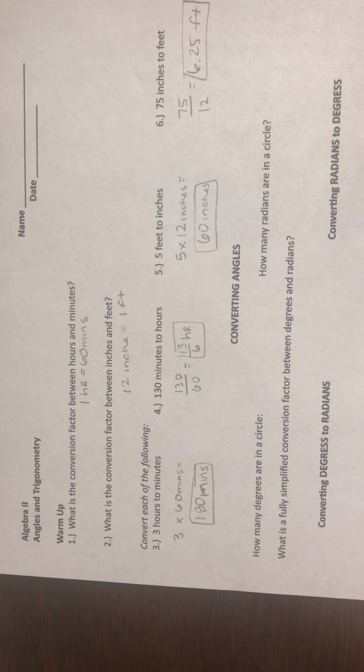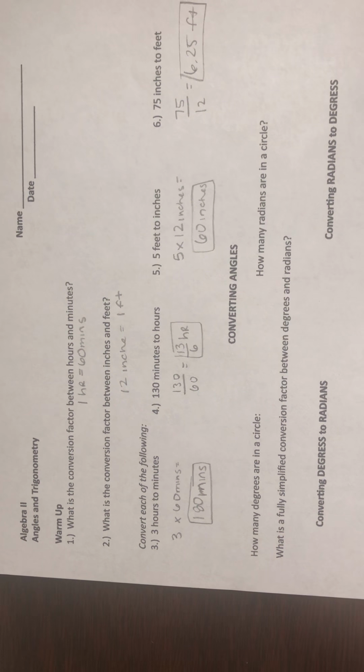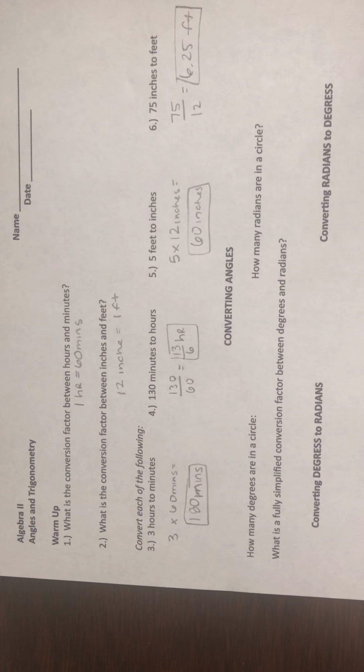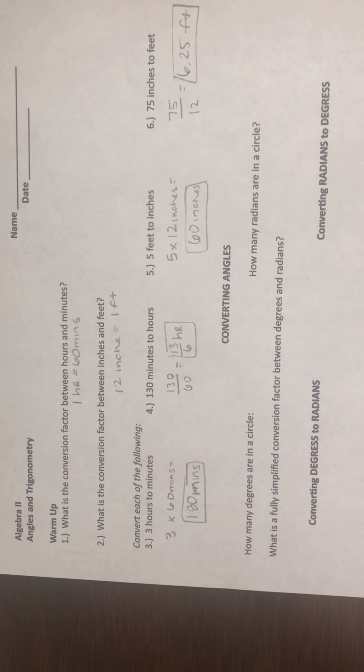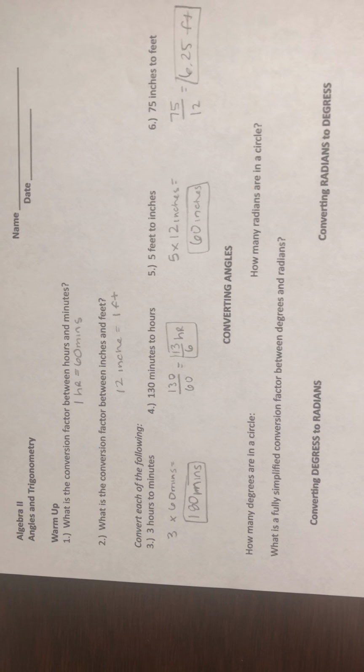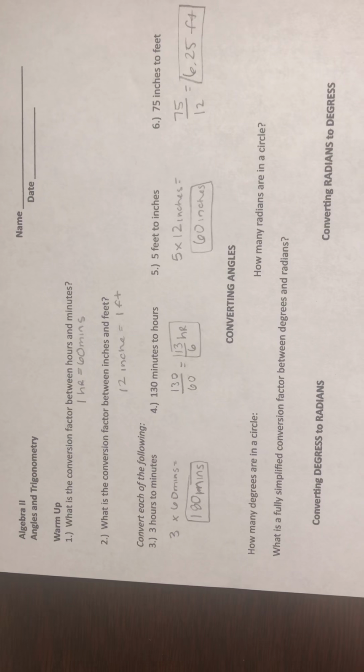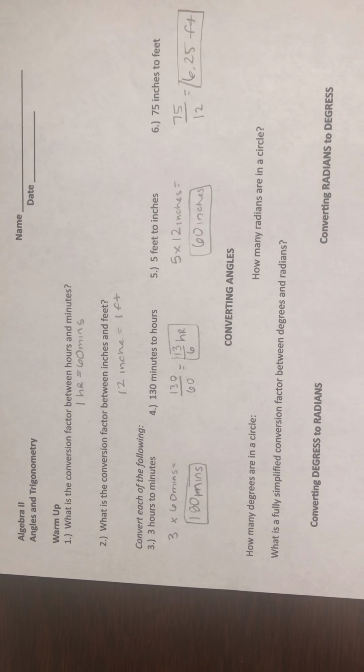Okay, so today we are going to be converting angle measurements. As of right now, we've only talked about angles being in degrees. We did all our word problems and all our trig ratios in degrees. But there's actually another unit you can measure angles with as well, and it's called radians.